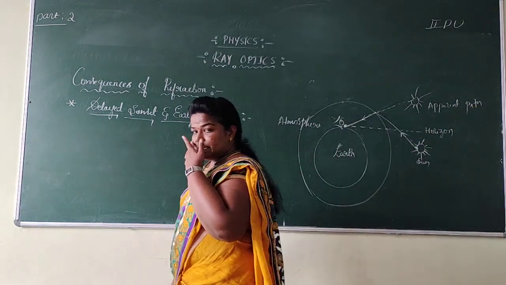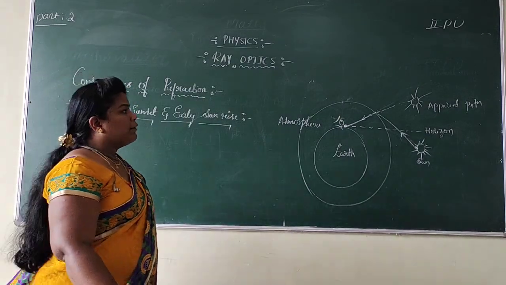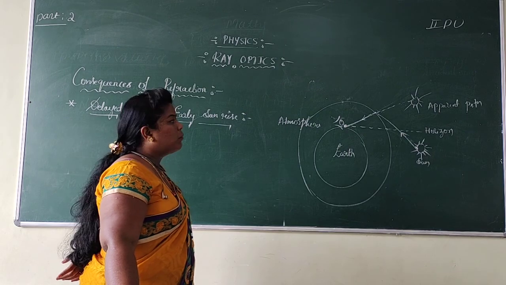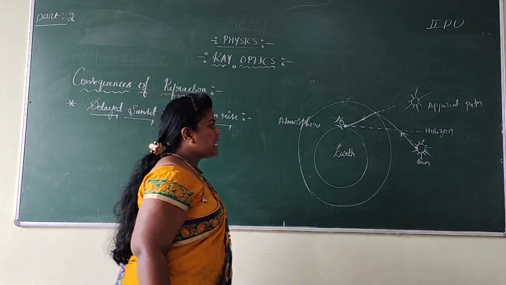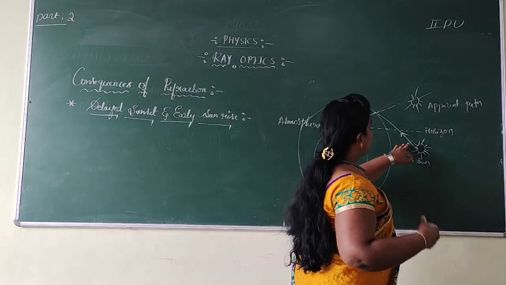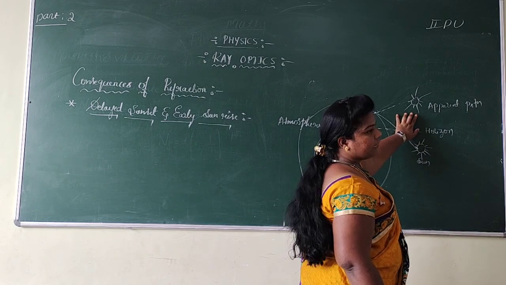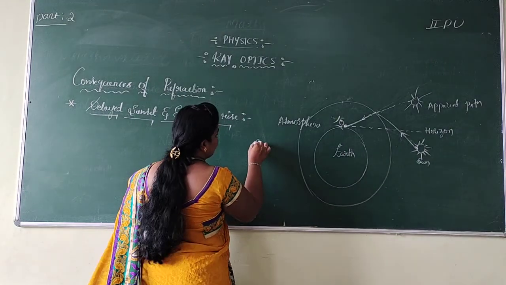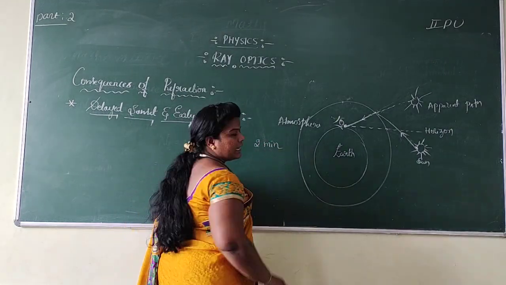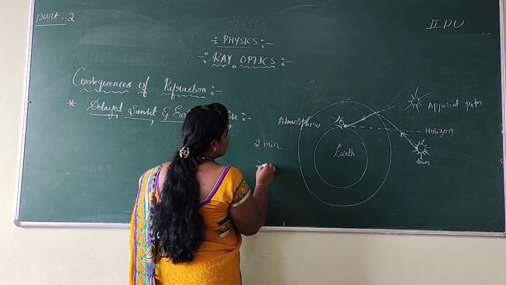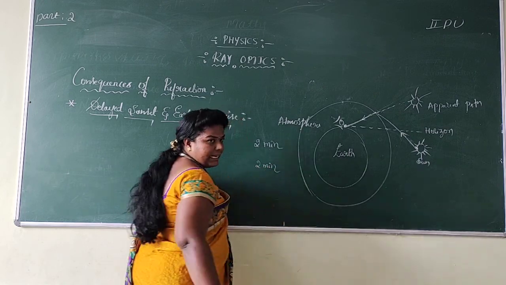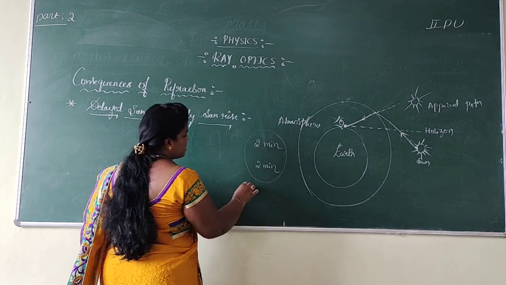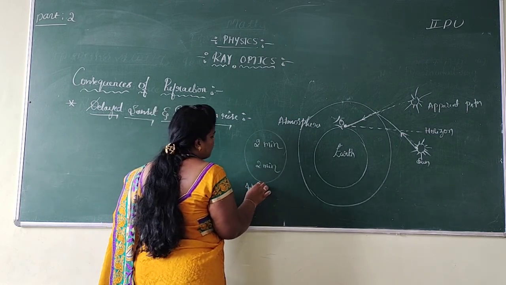See, the sun is always below the horizon during morning time. So due to the refraction by the atmospheric layer, what happens? The sun is exactly below the horizon, but due to the refraction, we observe the sun above the horizon. It means we observe the sunrise 2 minutes earlier. Similarly, we observe the sunset 2 minutes delayed. So due to this reason, the complete daytime is extended by 4 minutes.